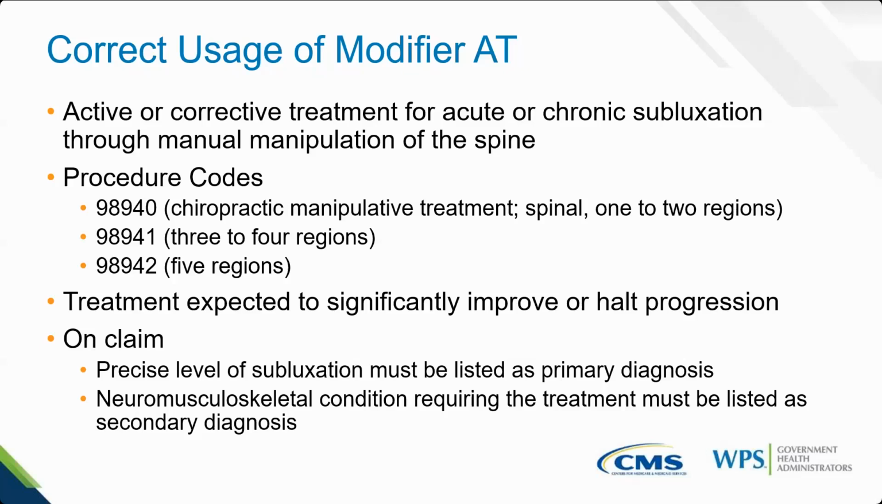Remember, the chiropractor must specify the precise level of subluxation or exact bones involved to support a claim for manipulation of the spine. On the claim, the precise level of subluxation must be listed as the primary diagnosis, and the neuromuscular skeletal condition requiring the treatment must be listed as a secondary diagnosis.